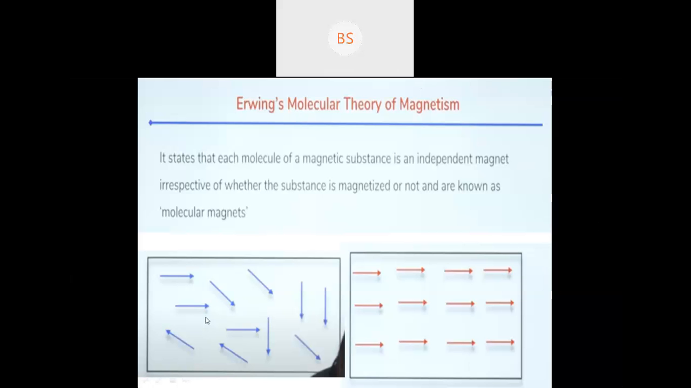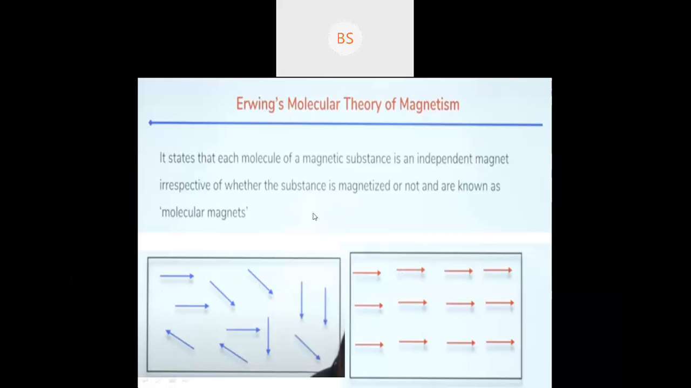They are in a random way. But when you bring the magnet near to the magnetic material, these random molecules of a magnet take one direction. They will face one direction, and so the iron behaves as magnetized.